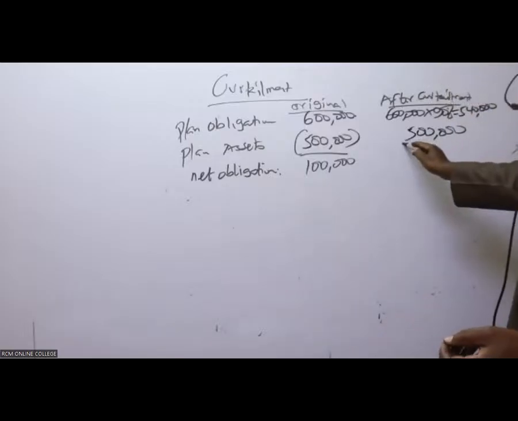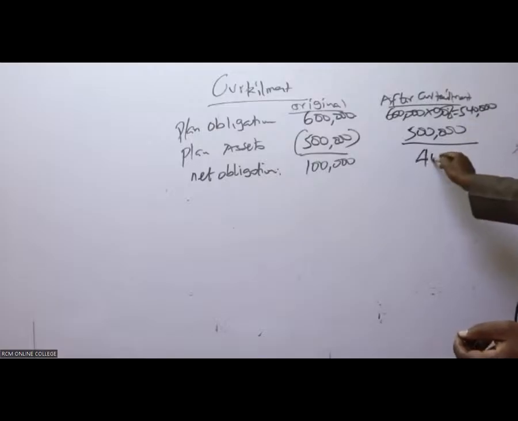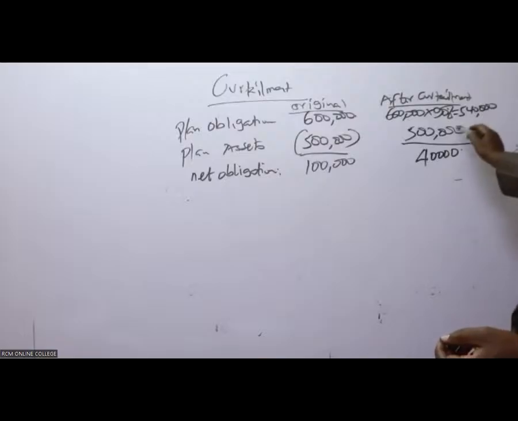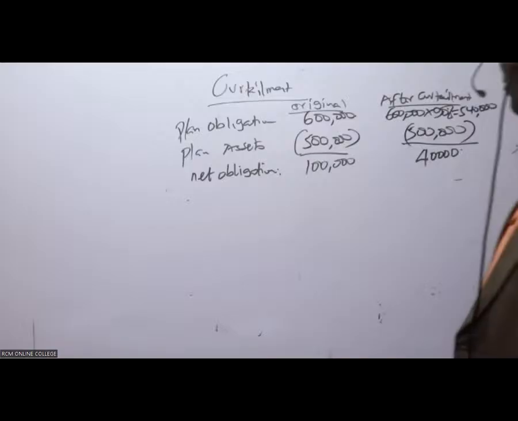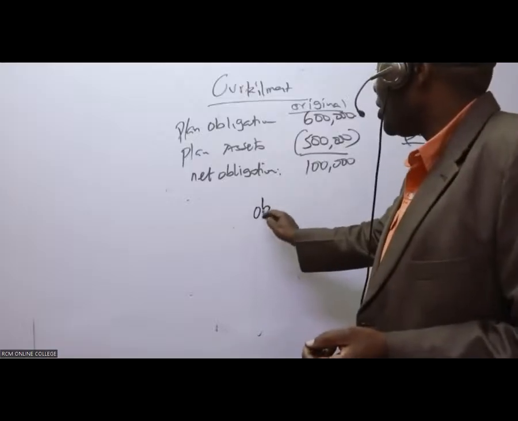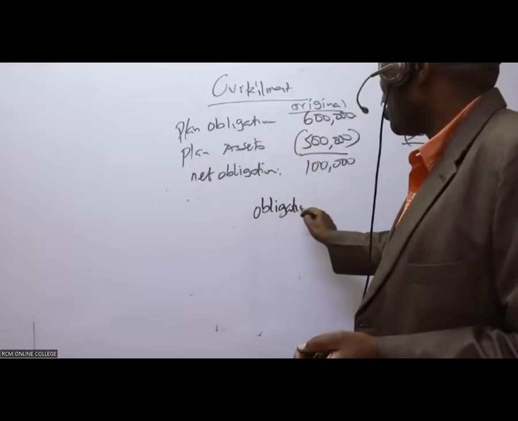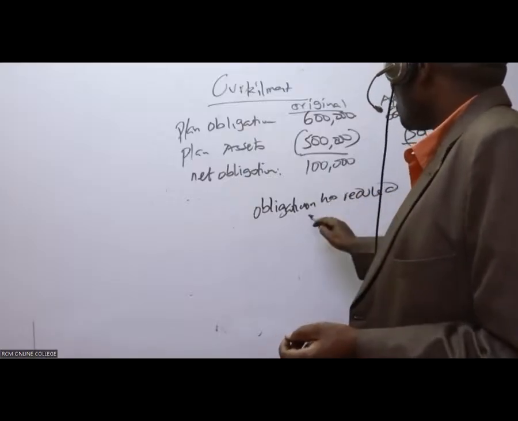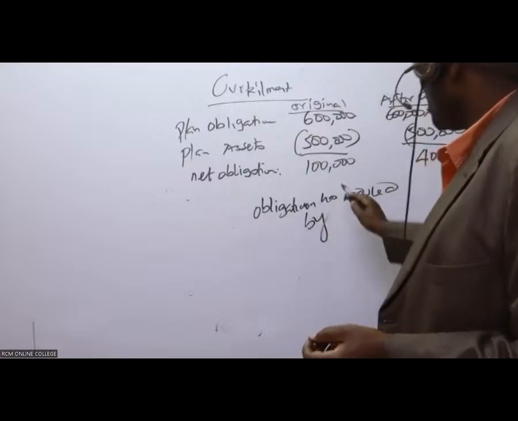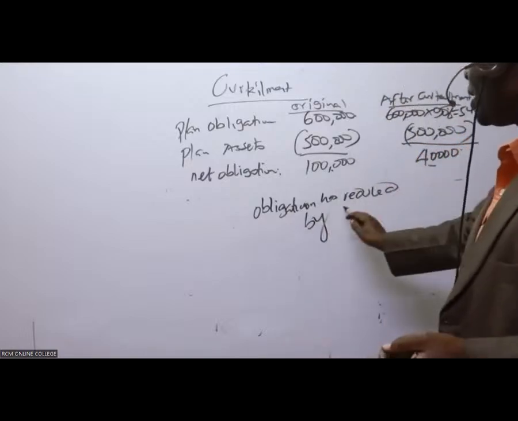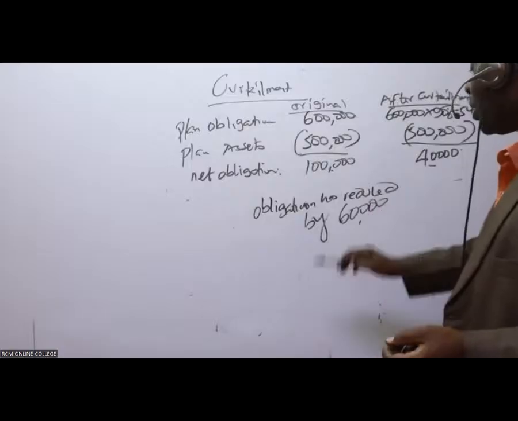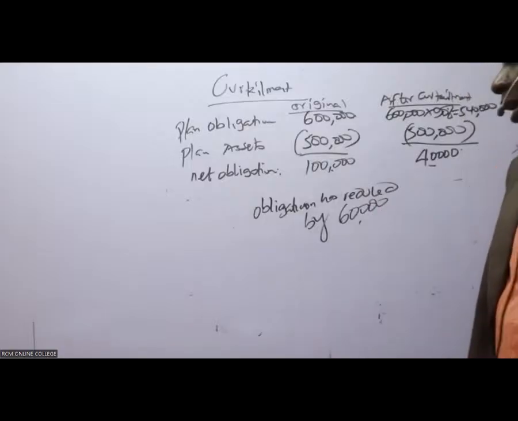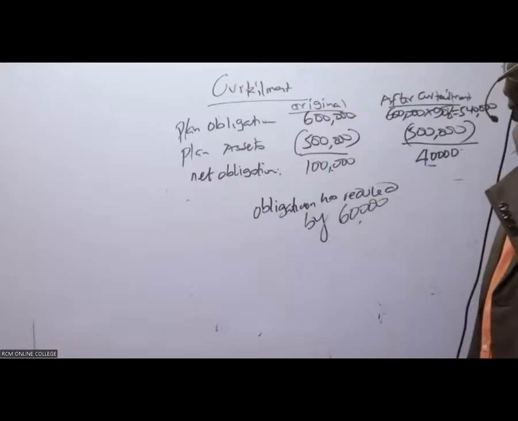So in this case here, the new net obligation will be what here? Somebody will say 40,000. This minus this, 40,000. So in short, ladies and gentlemen, the obligation has reduced by the difference. The obligation has reduced by 60,000. Is it 60,000?